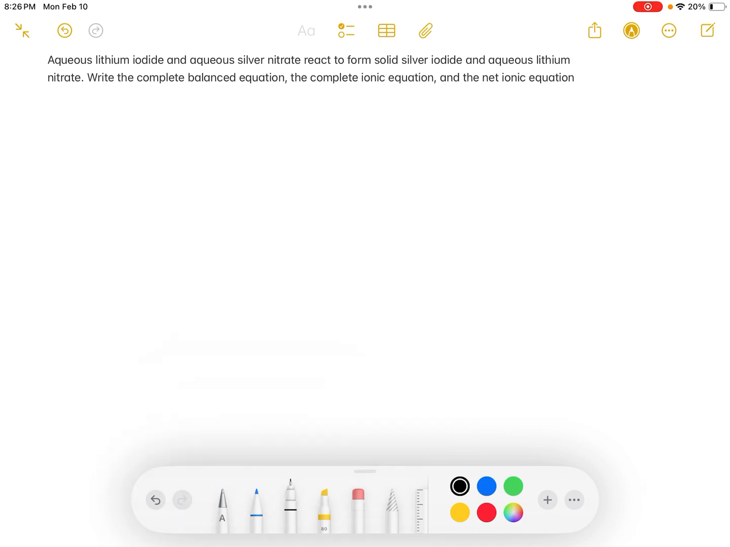Okay, so we have lithium iodide. Lithium has a charge of +1, iodine has a charge of -1, so it's LiI, which is aqueous. Let's try this marker instead. It reacts with aqueous silver nitrate, Ag. Silver has a charge of +1, nitrate has a charge of -1. It's AgNO3.